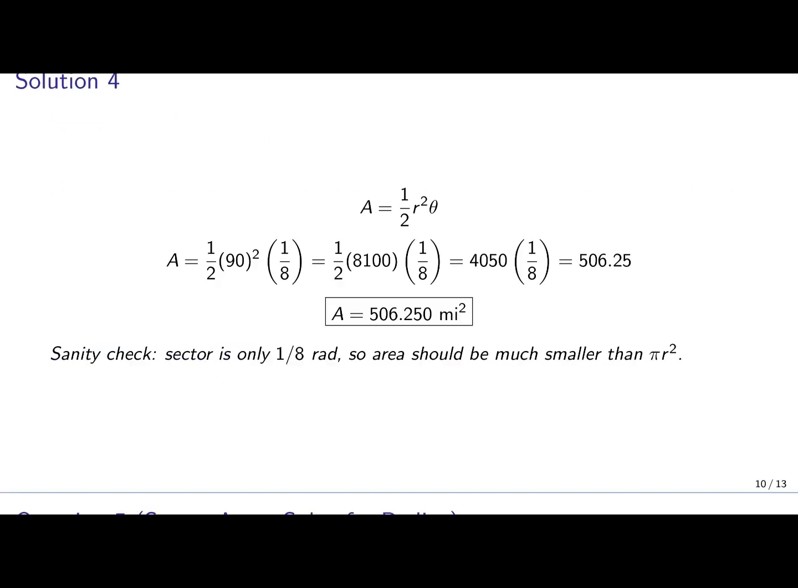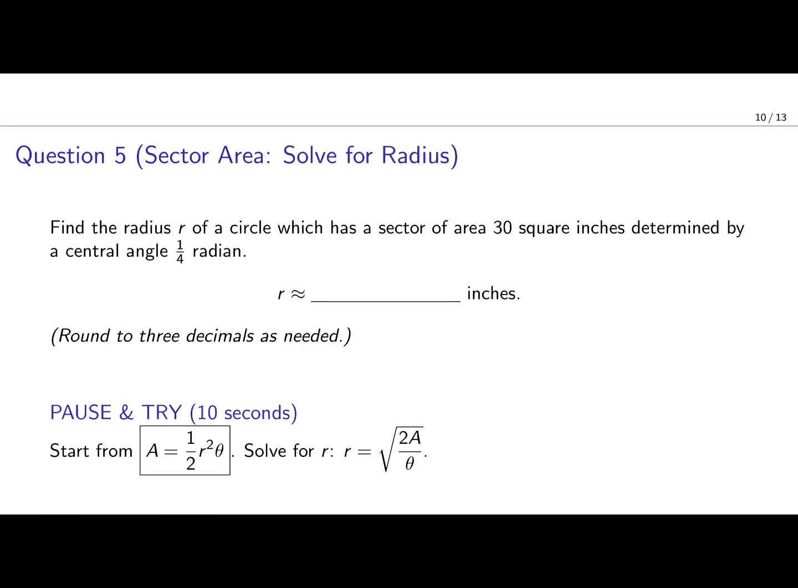Alright, let's compute together. The area of a sector is 1/2 the square of the radius multiplied by theta. Here we plug in radius 90 and theta equals 1/8. First, the radius squared means 90 squared, which is 8,100. Then half of 8,100 is 4,050. Now we multiply by 1/8, so that is 4,050 divided by 8, which is 506.25. A sector of only 1/8 of a radian should have an area much smaller than pi r squared. In question 5, we are given sector area and angle, and we need the radius.